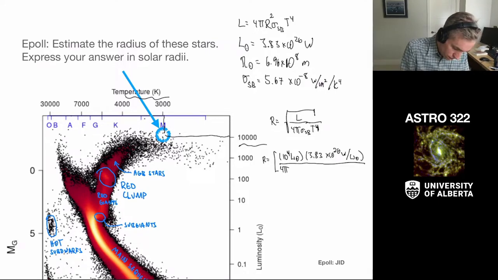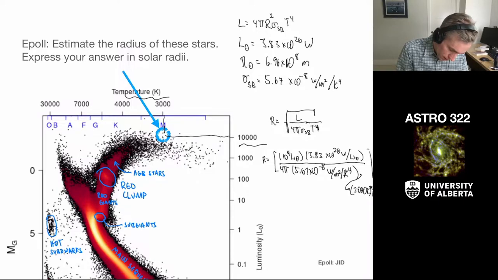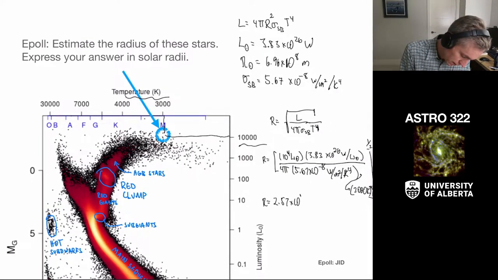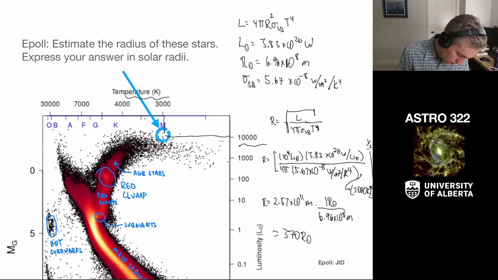We plug that into our formula, 5.67 times 10 to the minus 8 watts per meter squared Kelvin to the fourth, times 3,000 Kelvin to the fourth. And then this whole thing is square rooted. When I grind that all out, I get 2.57 times 10 to the 11 meters. With 1 solar radius equal to 6.96 times 10 to the 8th meters, I get an answer of 370 solar radii.